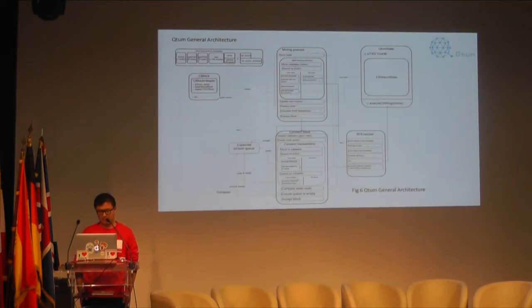So this is the general architecture of the UTXO model based EVM. How do you make it happen? You need to create a new transaction template, and it will include the version of the virtual machine, the gas limit, gas price, the data, and the two new opcodes.